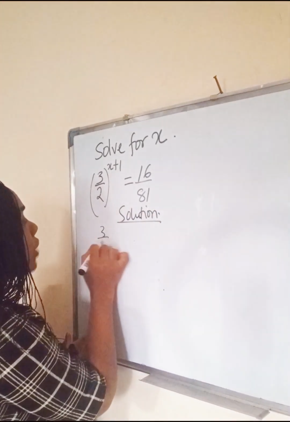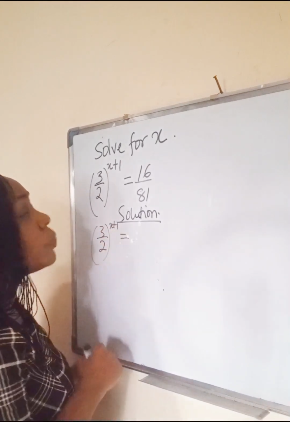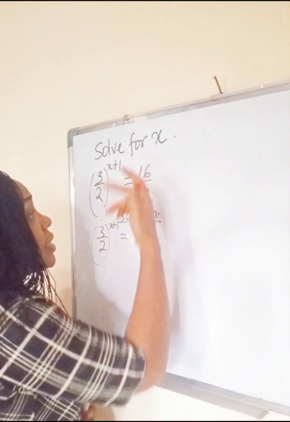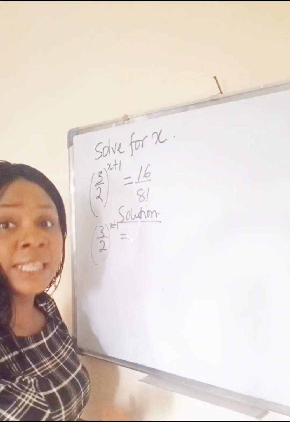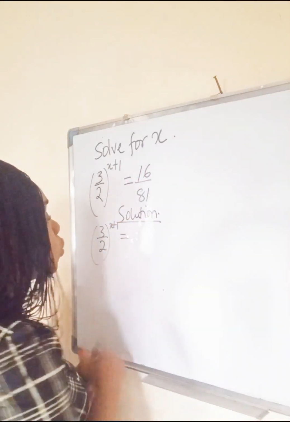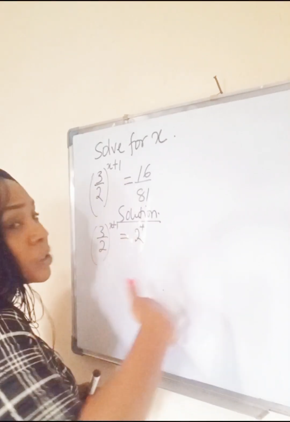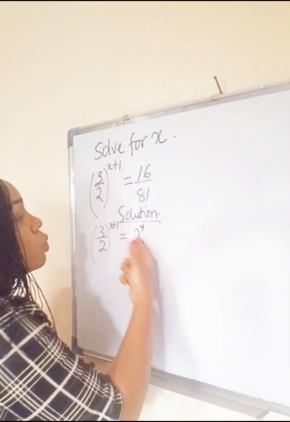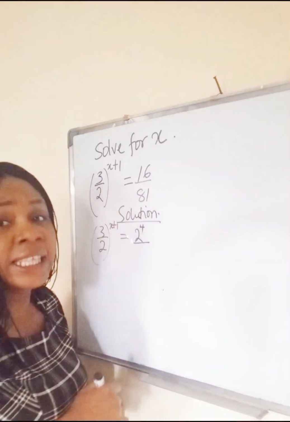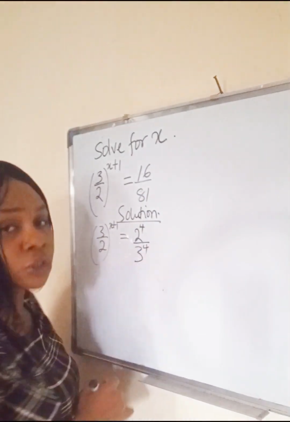Now we have (3/2)^(x+1) equal to 16/81. We want to write 16/81 in index form. So 16 in index form is 2 raised to the power of 4, that is 2 times 2 times 2 times 2, which gives us 16. And 81 in index form is 3 raised to the power of 4 also.